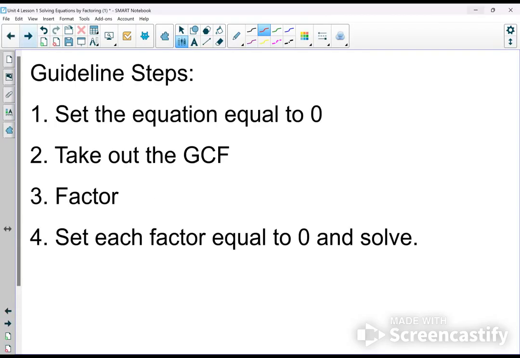So our guideline steps of factoring really haven't changed. We're still going to set the equation equal to 0. We'll take out a GCF. Taking out a GCF makes your number smaller and your life easier. Sometimes it even makes the polynomial factorable when it wasn't before. Then you're going to factor using strategies we know and some new strategies you'll learn today. And then you set each factor equal to 0 to solve.